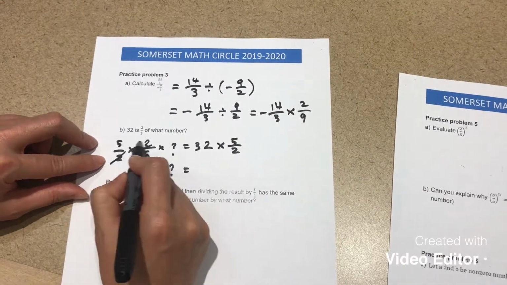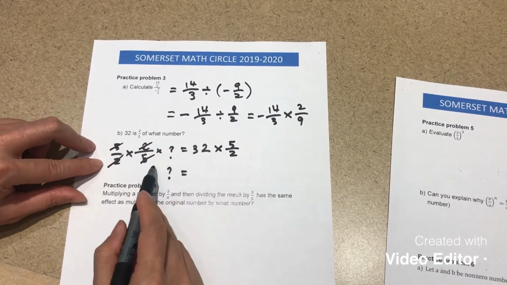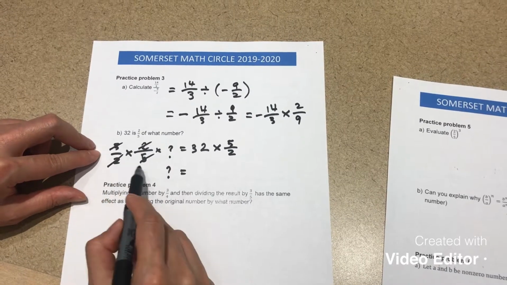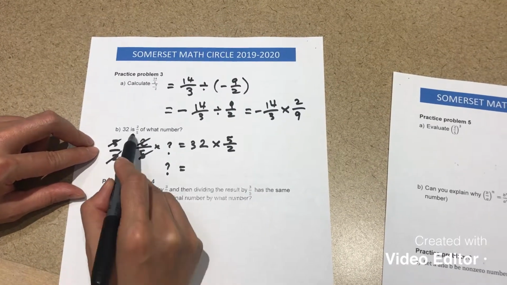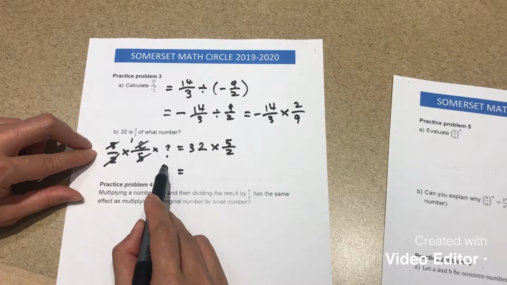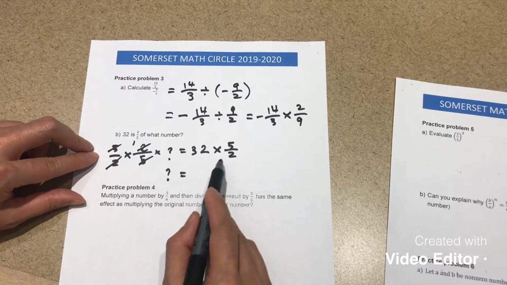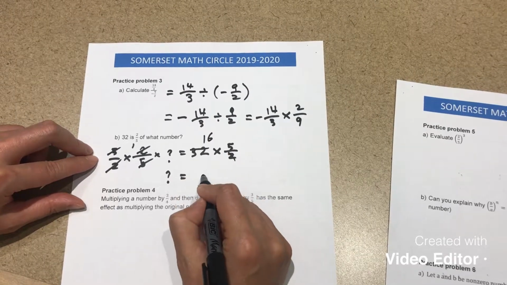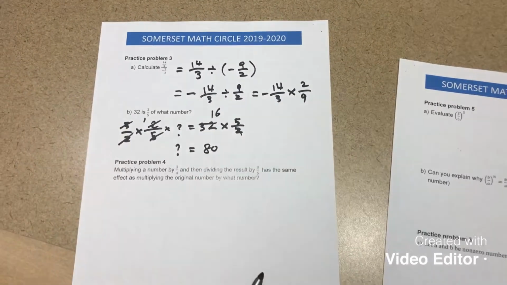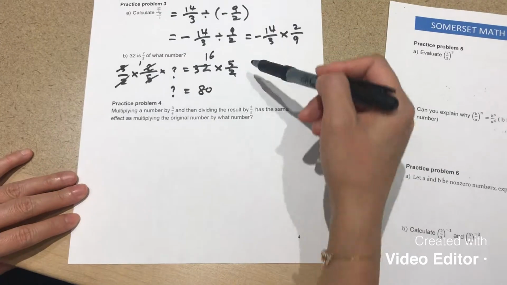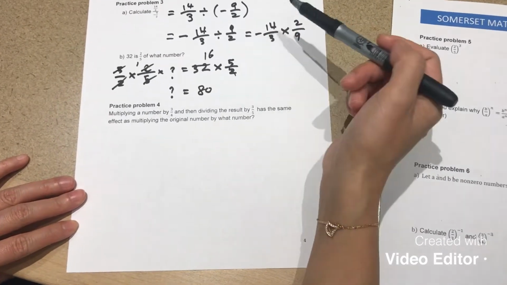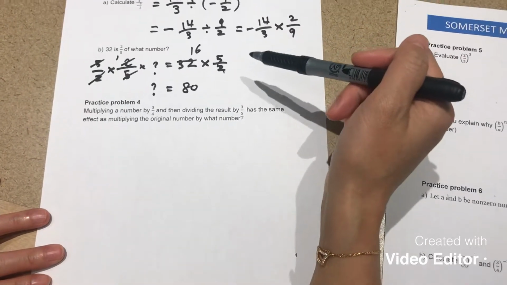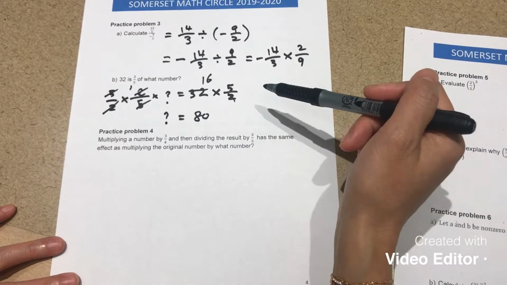Now we can see that on the left-hand side, the coefficients cancel, and that equals 1. All you have is this question mark number equals this. We carry this out. We know that this number would be 80. So this is the basics of how we solve equations that we have talked about in previous lectures.